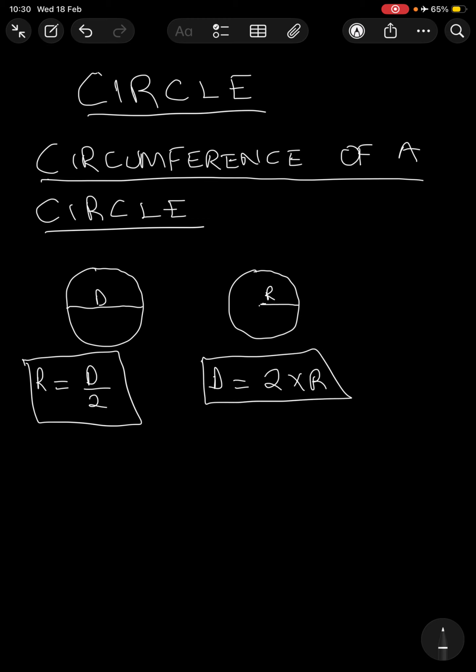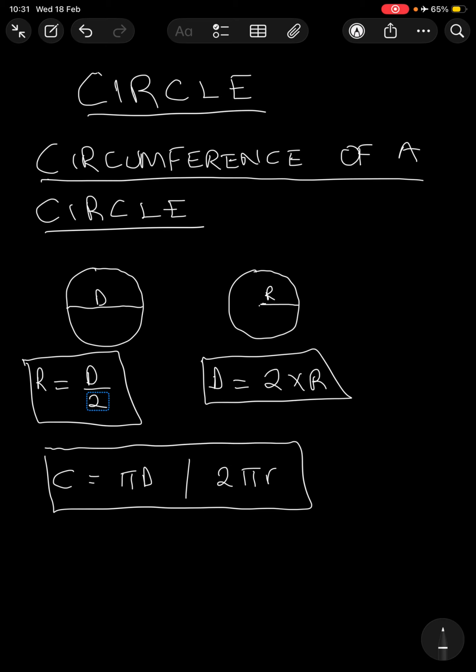Next, circumference of a circle, we normally have two formulas. So circumference of a circle is equivalent to pi d. So you can use circumference as pi d, or you can use circumference as 2 pi r. So these are the two formulas.